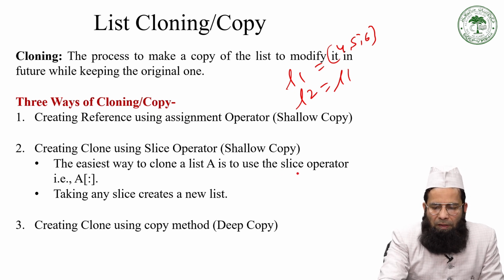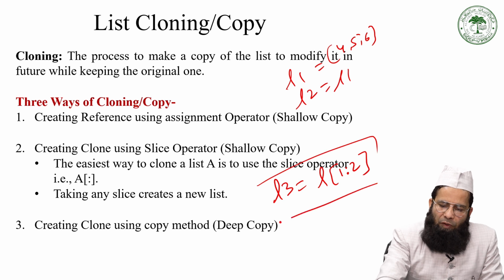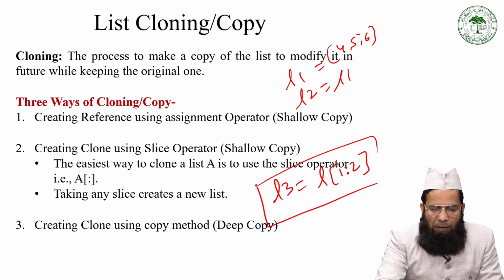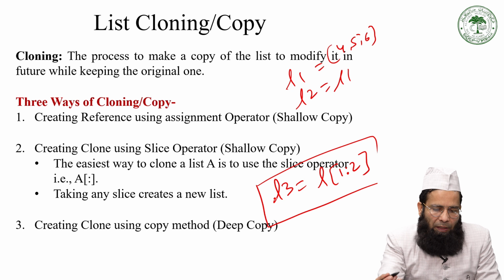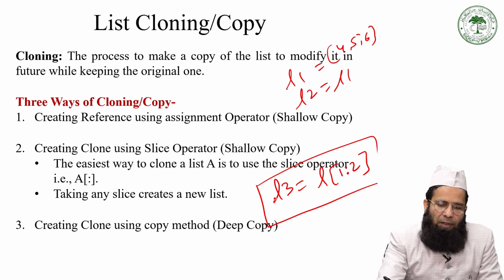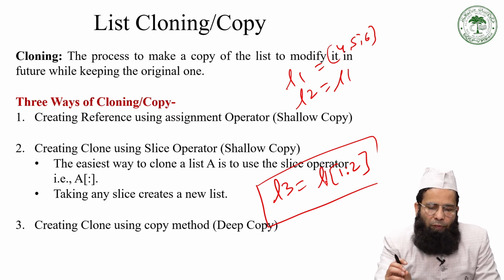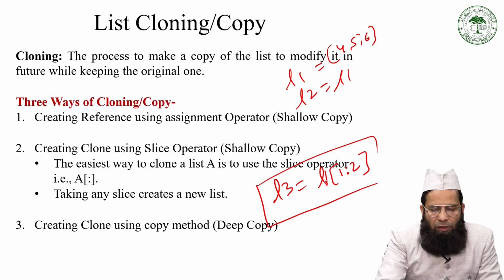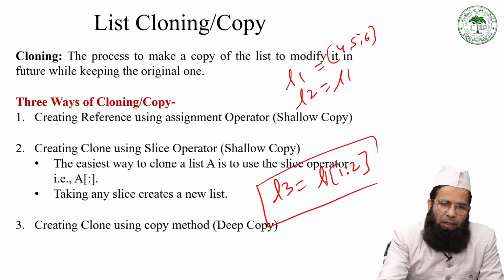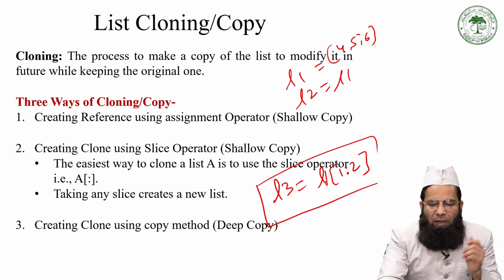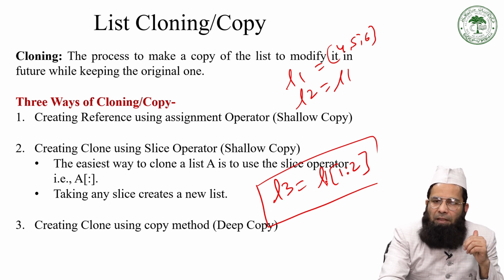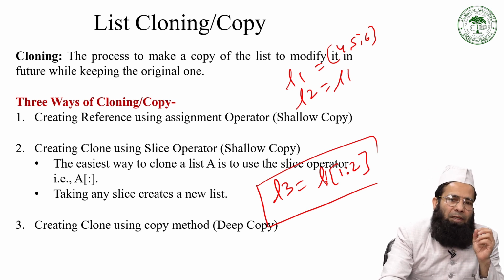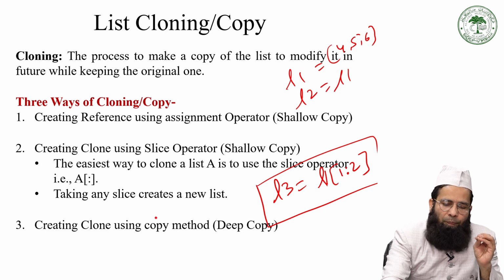Using the slice operator, let's say I am using L3 = L1[1:2]. Again, this would create a copy, by taking a slice of the existing list. I am taking part of the L1 list. The other way is using the copy method. So these are three different ways. The very first one is using the assignment operator. Another one is using the slicing operator, and the third one is using the copy function.